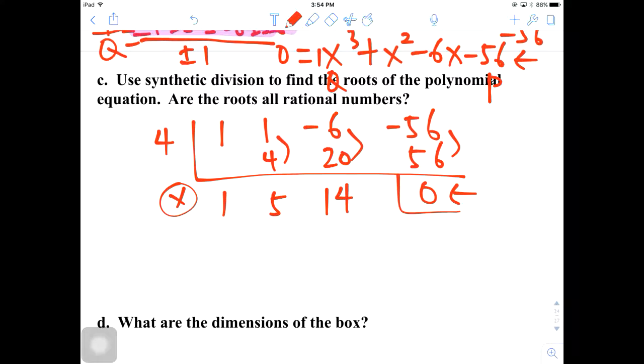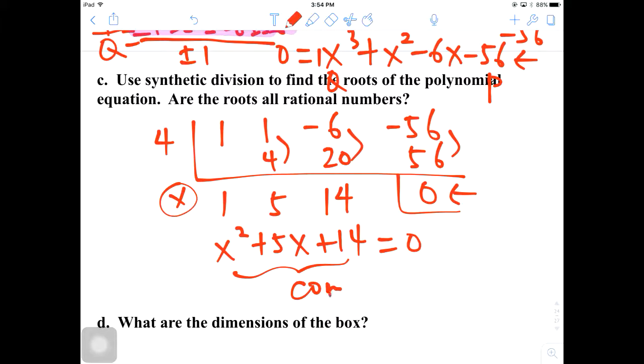So let's reduce this to x squared plus 5x plus 14 as the remainder. And again, I can't think of a way to factor this, so it's not factorable. So when you set this equal to 0, you're only going to have complex answers, complex roots. So therefore, the only real rational root is going to be 4. So we have x is actually equal to 4.